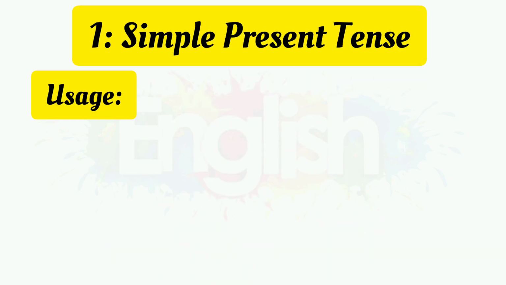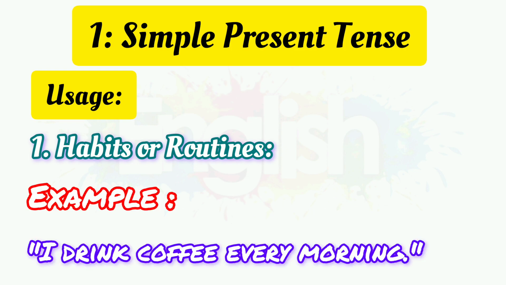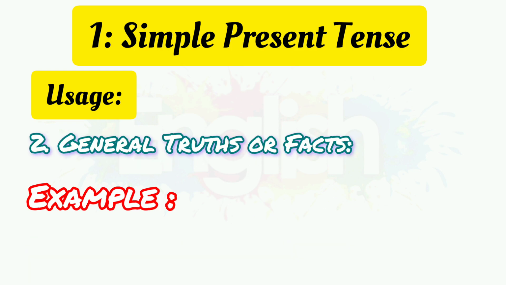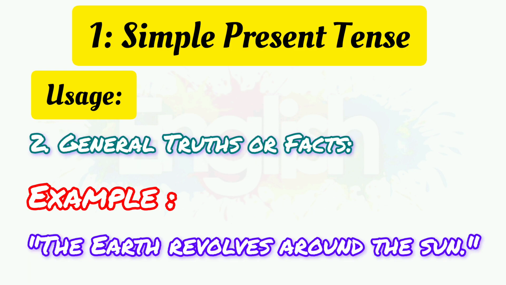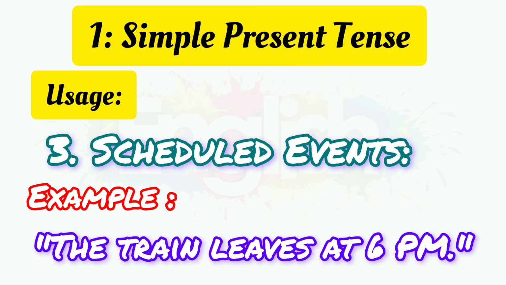Simple present tense usage. 1. Habits or routines. Example, I drink coffee every morning. 2. General truths or facts. Example, the earth revolves around the sun. 3. Scheduled events. Example, the train leaves at 6 p.m.